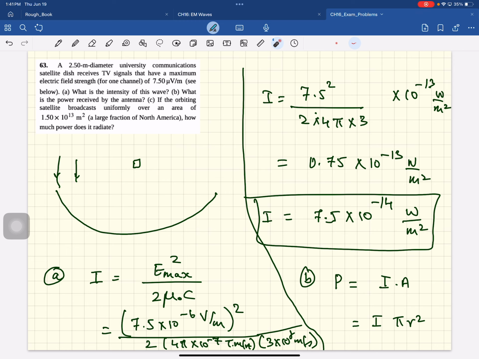Wouldn't it be the half of the sphere? The area? No. So the antenna is like this. Okay, so it's not like a spherical one. Yeah, I got you. It's a parabolic shaped thing. Okay.